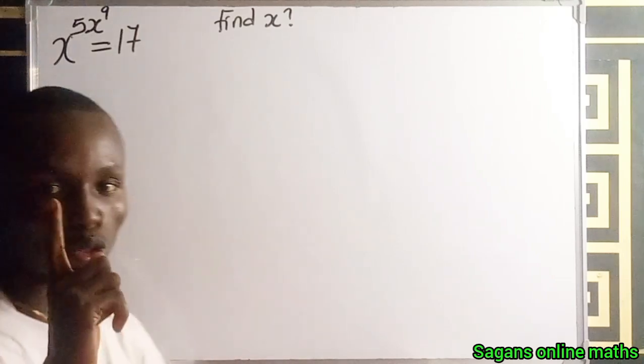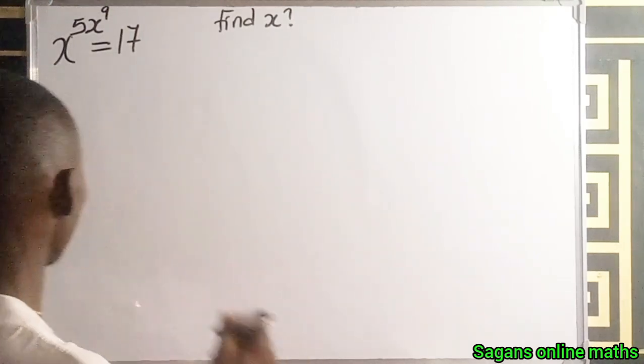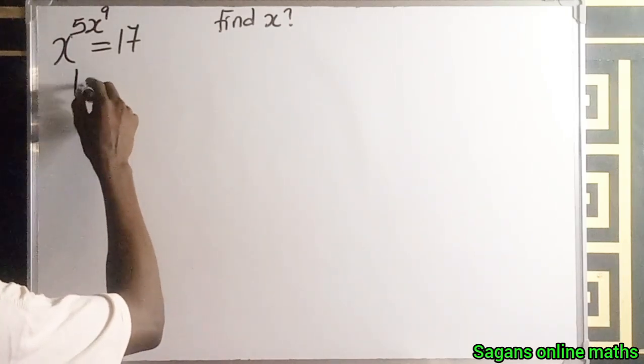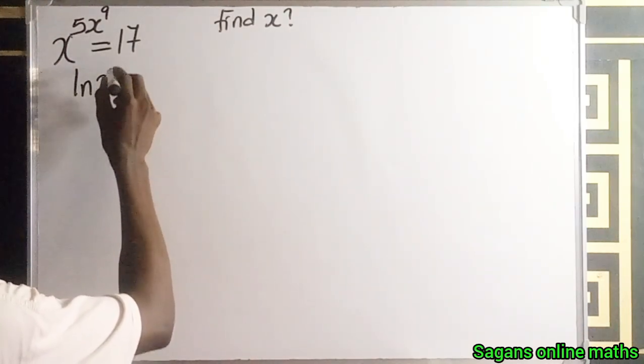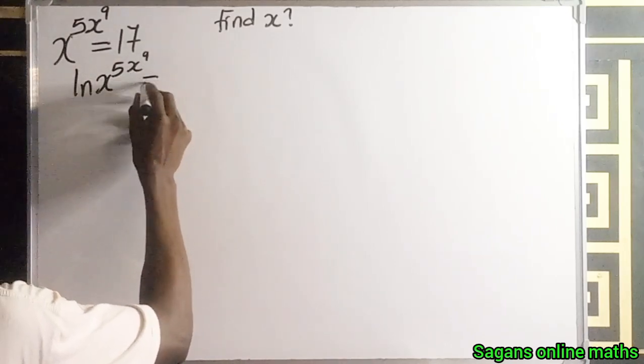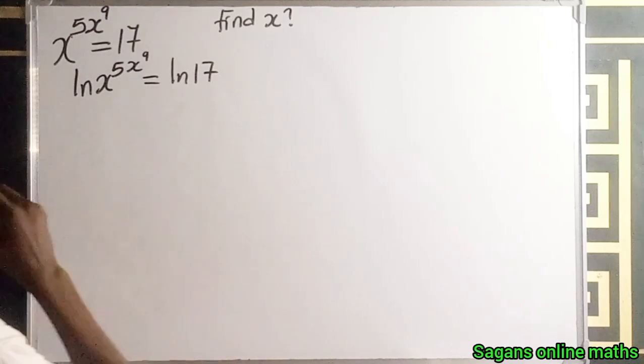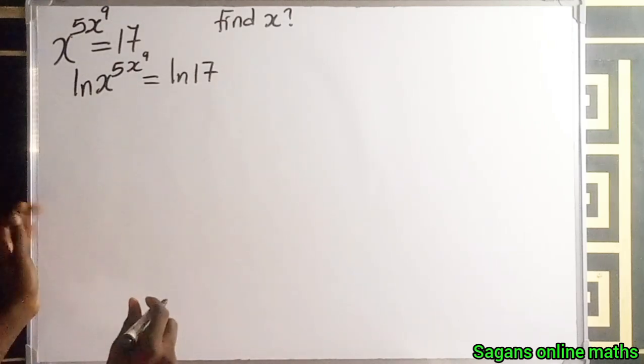Our first step is to take the natural logarithm of both sides. So that means ln of x to the power of 5 multiplied by x to the power of 9 is equal to ln 17, because we are taking the natural logarithm of both sides.